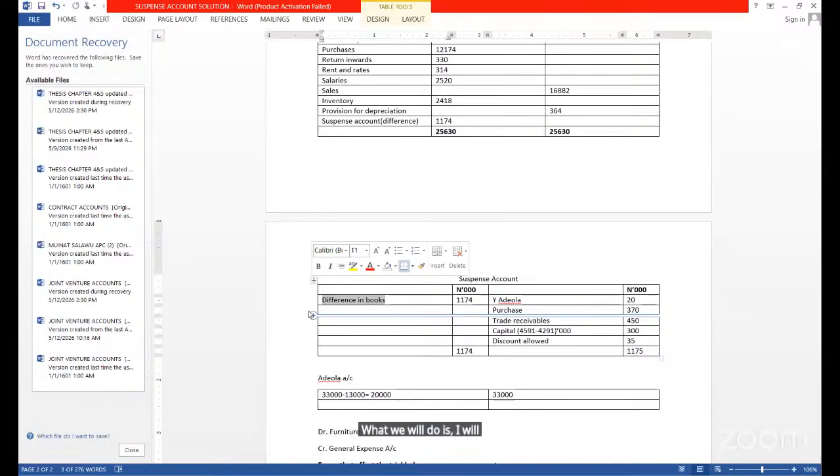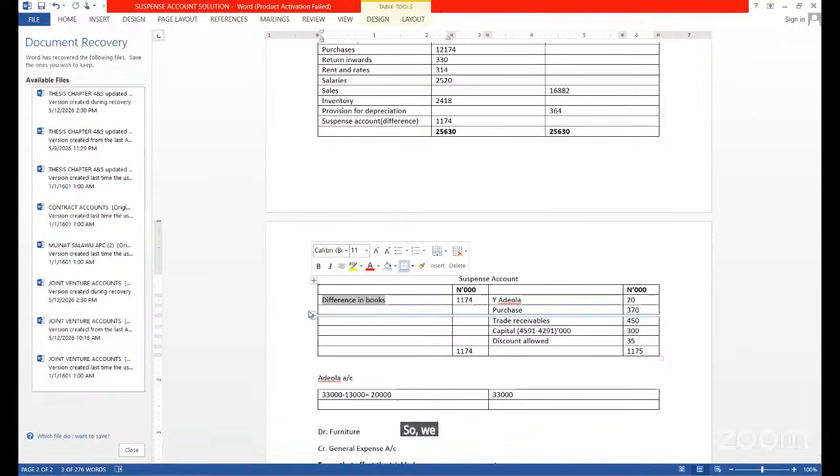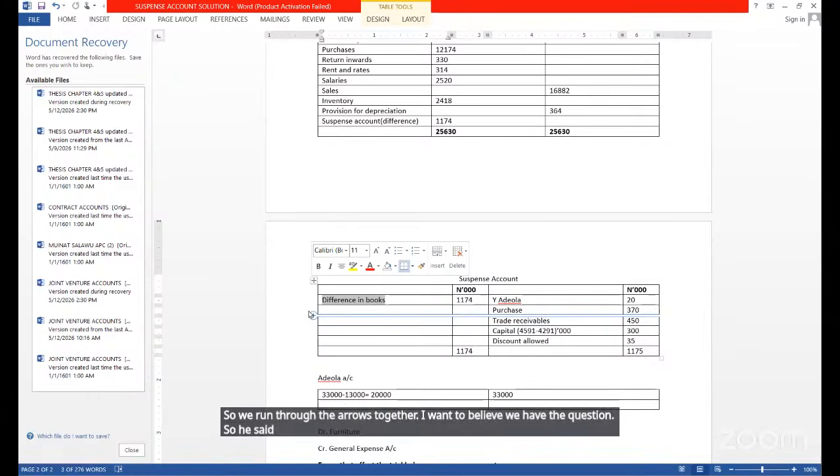I'll run through the errors that were dictated. We just identify them together. I won't explain how to correct the errors for now. So we'll run through the errors together. I want to believe you have the question. So it said goods bought from Adiola was posted to his account as 33,000.